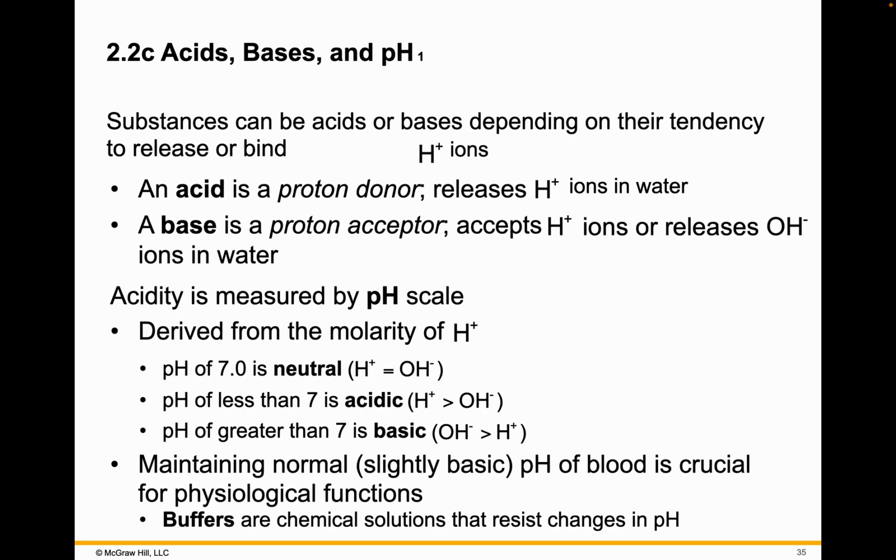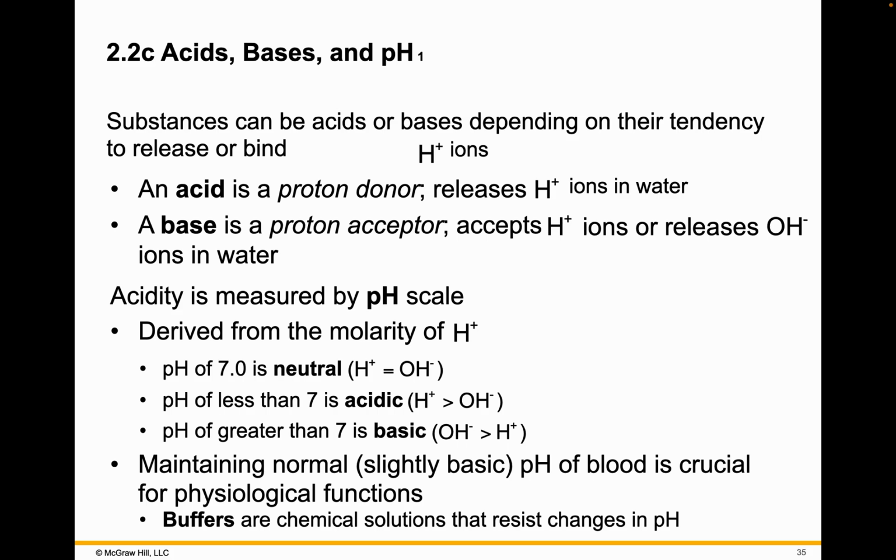Acidity is measured by the pH scale. It's derived from the molarity of hydrogen ions. What you really need to be aware of is that a pH of 7.0 is neutral. The number of hydrogen ions is exactly equal to the number of OH ions. If the pH is less than 7, the solution is said to be acidic, and there are more hydrogen ions than OH ions. If the pH is greater than 7, the mixture is said to be basic, and there are more OH ions in the solution than there are hydrogen ions.